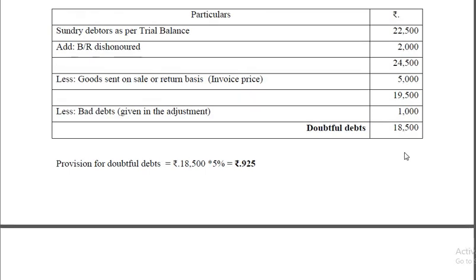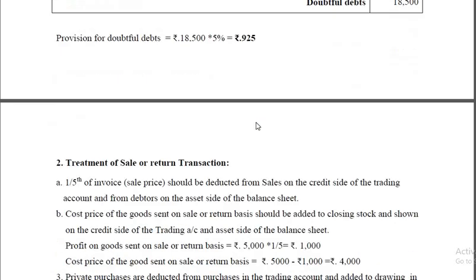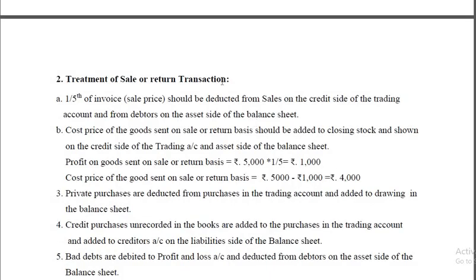And values given in the adjustment is deducted, 1,000. So 18,500 is the balance after all these adjustments. On that you are creating 5% reserve. So 5% of that is 925. Now look at the treatment of sale or return transaction. 1/5 of invoice sale price should be deducted from sales on the credit side of the trading account, and from debtors on the asset side of the balance sheet. That's 5,000 rupees.